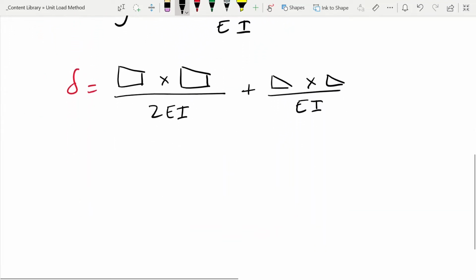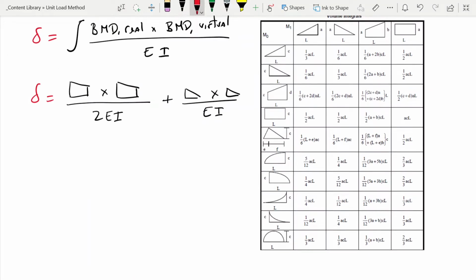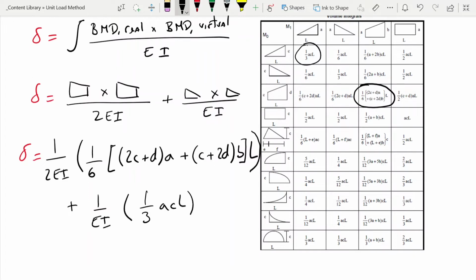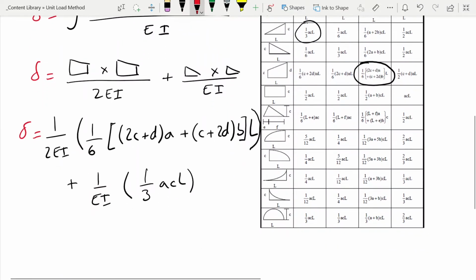And this is it. Now we go and get our table, and we need to start using it to calculate this delta. So delta is going to be trapezoid times trapezoid. I'm just going to write that down. So 1 over 2EI first, and then 1 over 6, then a big square bracket, then (2C plus D) times A plus (C plus 2D) times B, and all of these times L. Then I close that bracket, plus, and now 1 over EI, that's the 2 triangles. Two triangles growing in the same direction will be 1 over 3 ACL. It's going to be quite tricky to do these trapezoids, but the problem is not difficult to set up. So at the end, we get 1 over 2EI.